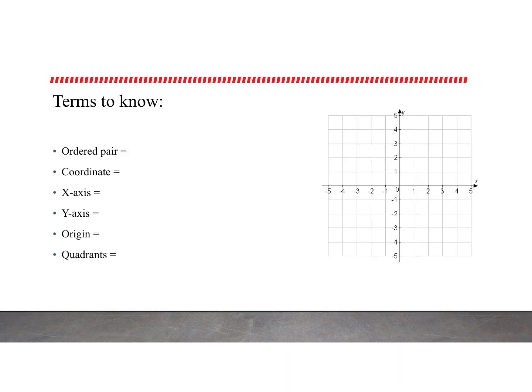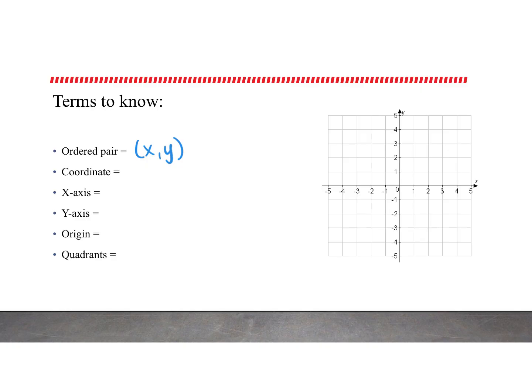So we need to define some of these terms that we're going to be using here. When we're talking about graphing ordered pairs, an ordered pair is two numbers that are associated with a point on a graph. They are written in this format, parenthesis, x comma y, because it's helping us identify exactly where on this graph that single point would be.